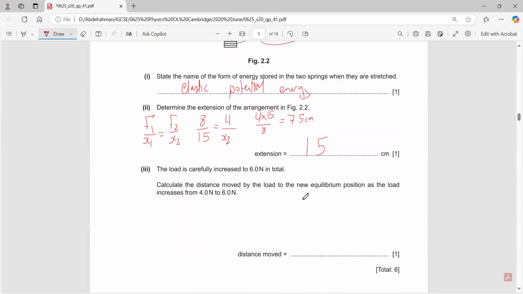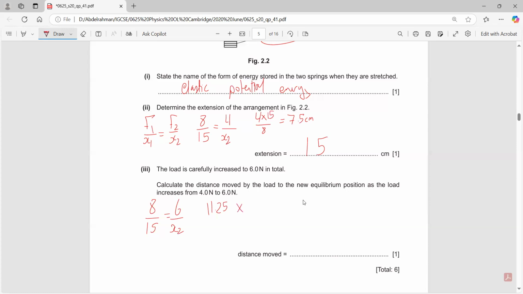Yes, we can do that. As it moves from 4 newtons to 6 newtons, can you find the extension at 6 newtons? Yes, we can find the extension at 6 newtons. Again, we can use the same equation. So 8 over 15 equals 6 over x2. If you cross multiply, x2 would be 11.25.